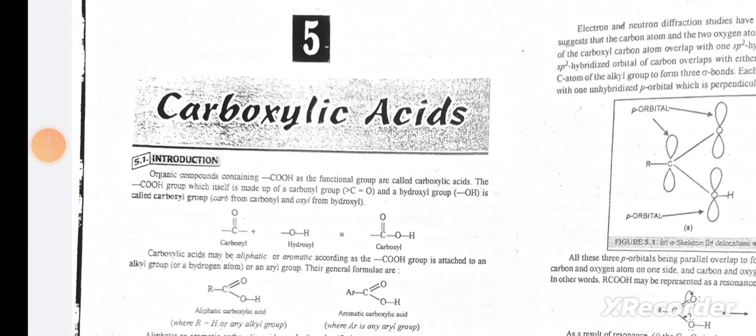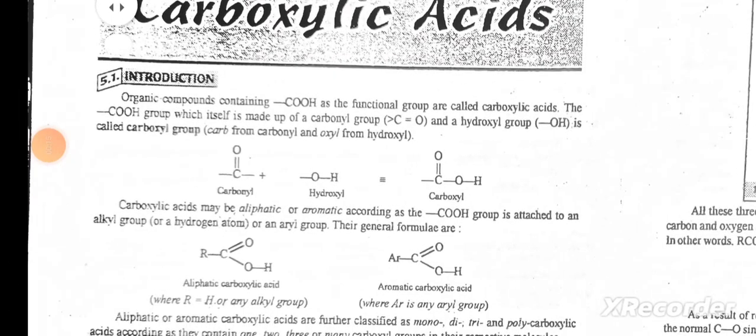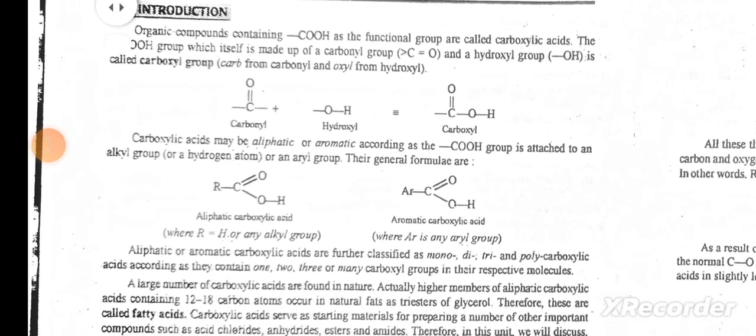Today in this video lecture, we are going to read carboxylic acids. Introduction. Organic compounds containing COOH as the functional group are called carboxylic acids. The COOH group, which itself is made up of a carbonyl group and a hydroxyl group, is called carboxyl group. Carb from carbonyl and oxyl from hydroxyl. Carbonyl plus hydroxyl is equal to carboxyl.